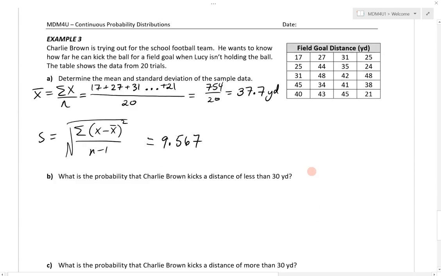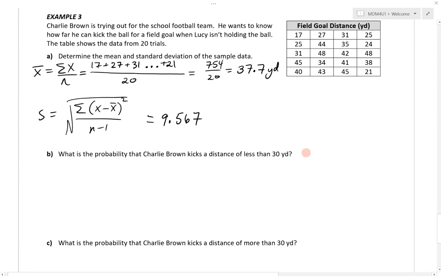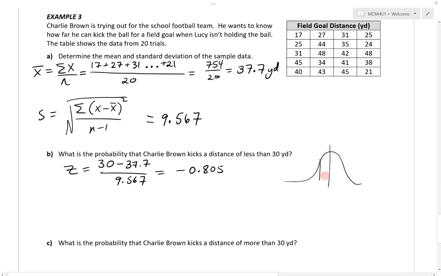So then, part B, what is the probability that Charlie Brown kicks a distance of less than 30 yards? So 30 yards on our standard normal distribution, the z-score would be 30 minus 37.7 divided by 9.567, which is negative 0.805. So almost a full standard deviation below the mean value. So here's my bell-shaped curve. We're about around here somewhere. Okay, z equals negative 0.805.